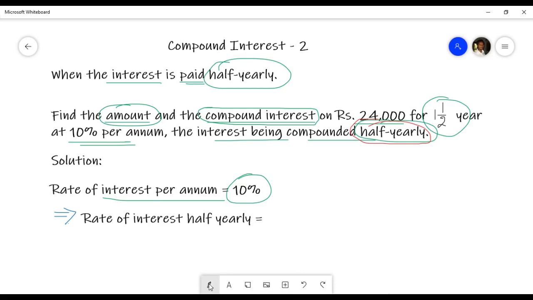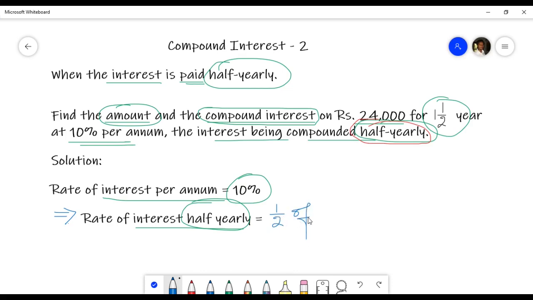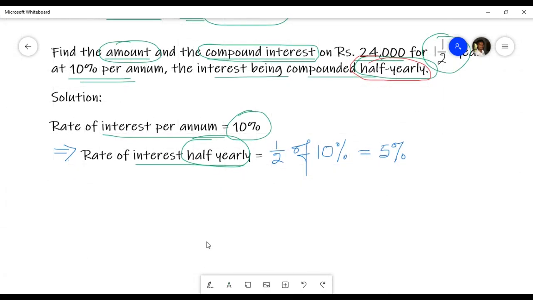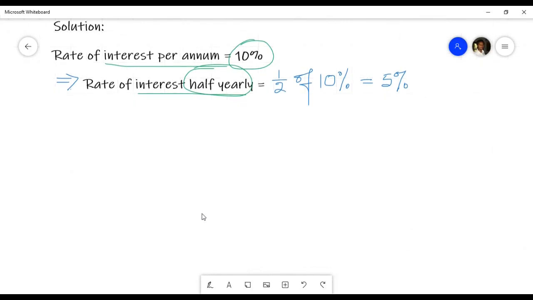Now, the rate of interest half yearly. What is given in the question is the rate of interest per annum, but now we have to write it as the rate of interest half yearly. So half of 10% would be how much? Half of 10% will be 5%. I hope you have understood this. That 10% given in the question is per annum, but we have to find the rate of interest half yearly. Half of 10 is 5%, so we will be using this 5%.